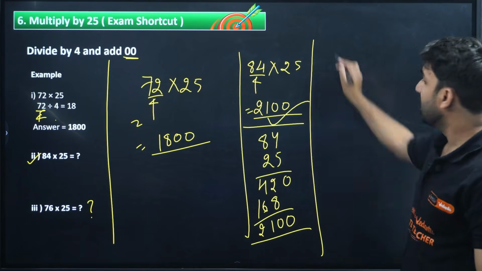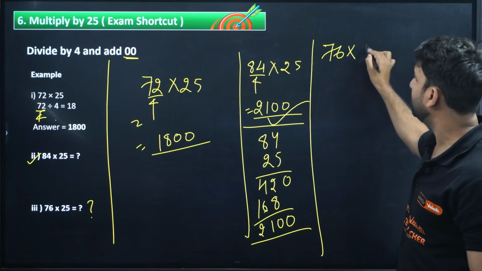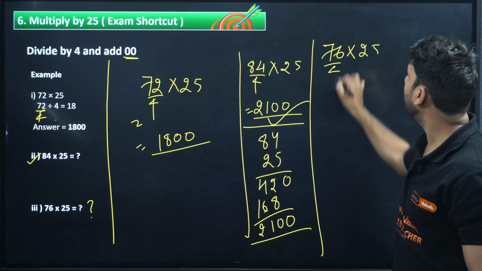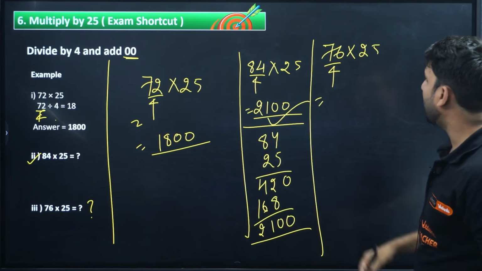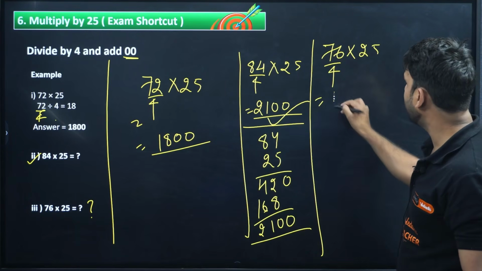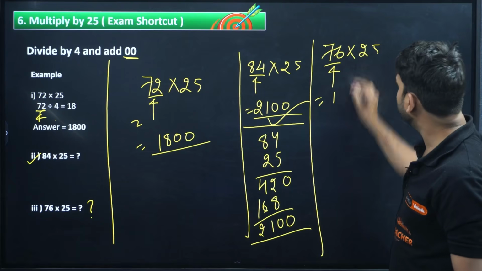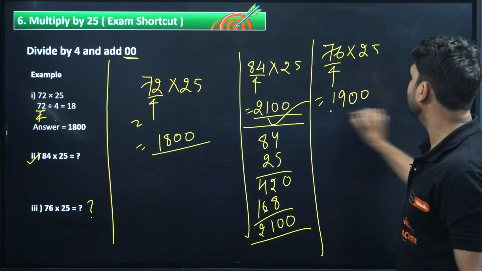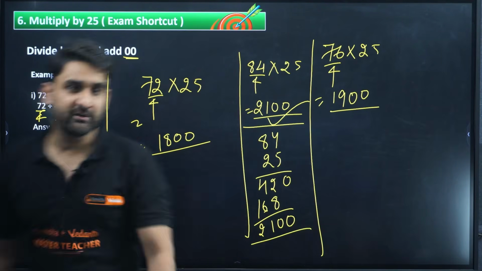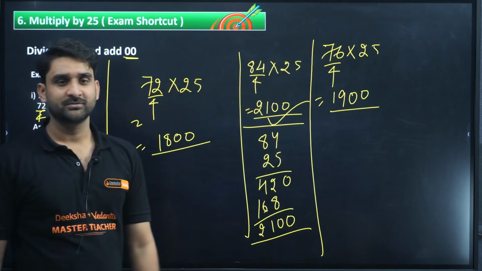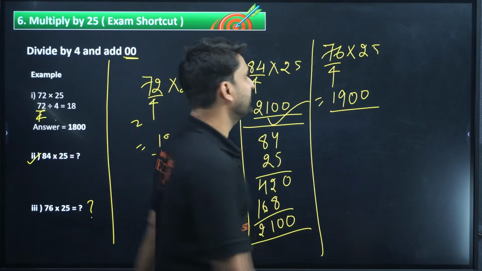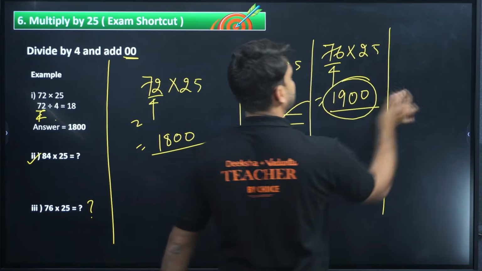Listen, this is 2100. Now if we multiply 76 into 25, what do we have to do? Divide 76 by 4. So we can divide this. 19 would be there, and put 00. At the end, this is your answer. We can verify whether this answer is correct or not.